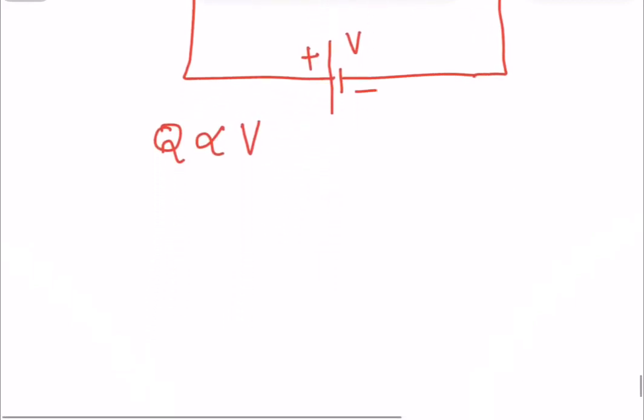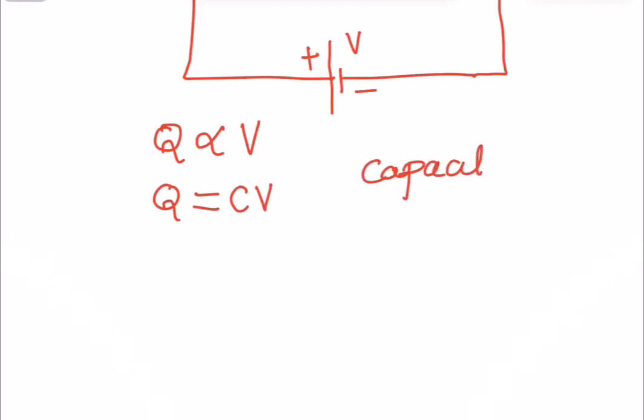And you know that this relation is called a direct variation. If you want to equate it, you have to multiply by a proportionality constant. In this case, the proportionality constant taken is C. Here C is called the capacitance of the capacitor.